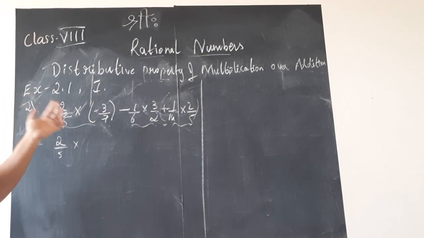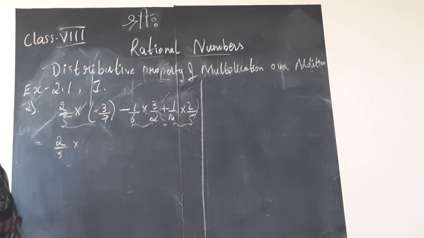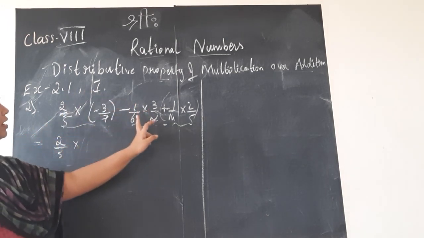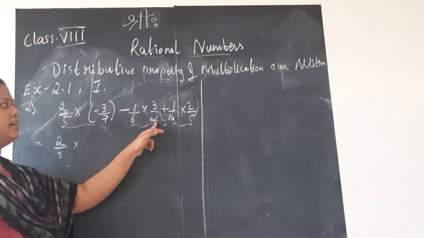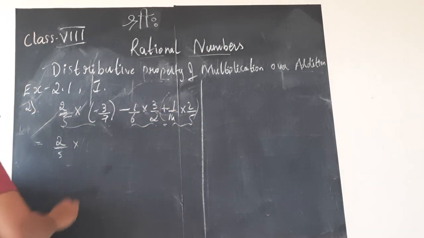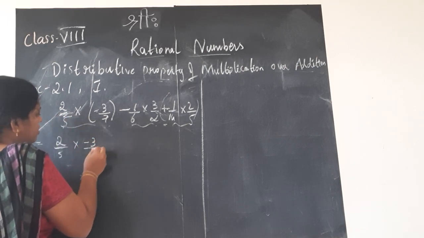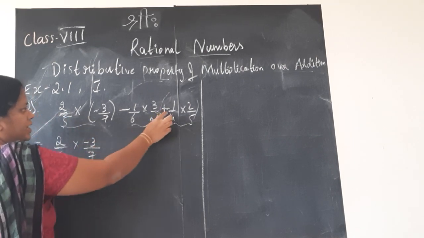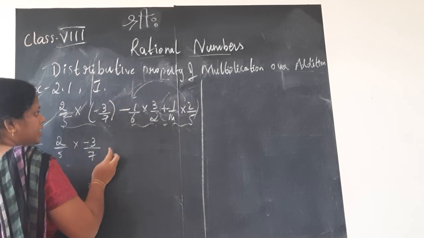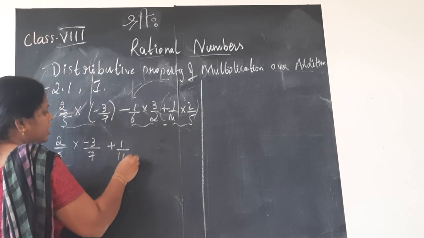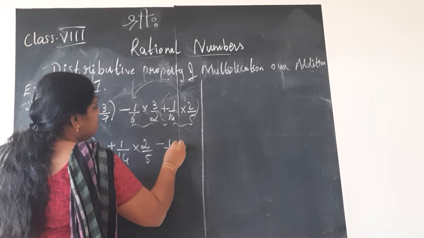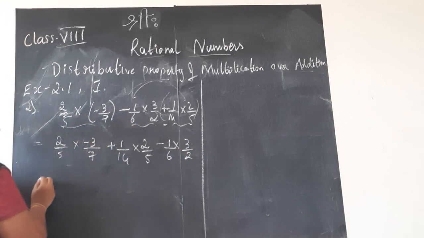So what we need to do is, we shall check is there any common factor. 2 by 5, 3 by 7 is there, so I will search for 2 by 5 or 3 by 7 which I don't have in my second term. But if you look at the third term, I have 2 by 5 as a common factor. So first term 2 by 5 into minus 3 by 7 I write as it is. I will make this third term the second term, so plus 1 by 14 into 2 by 5, minus this term as it is, 1 by 6 into 3 by 2.